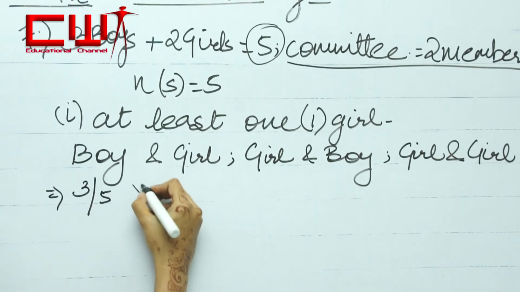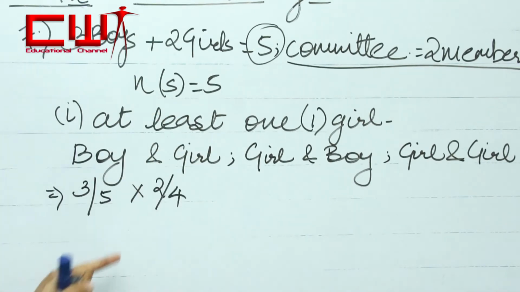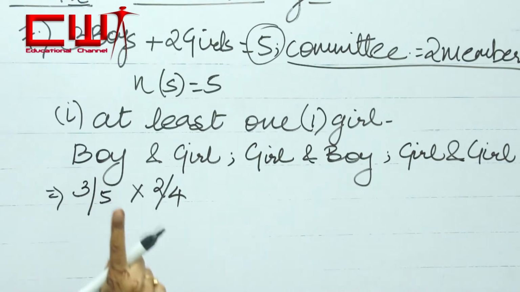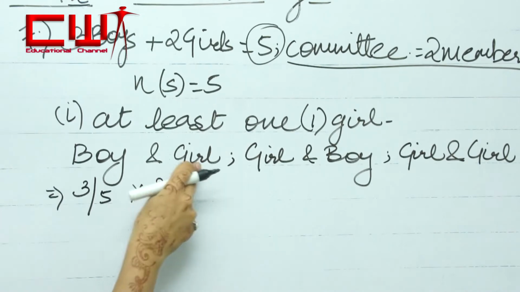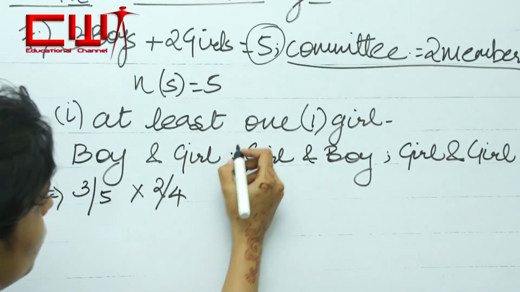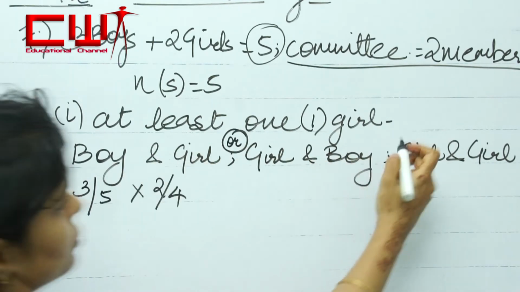You will multiply into how many girls? 2 divided by 4. Why 4? Because you have 5 members. This is known as with replacement or without replacement method. What do you mean by replacement? That means there were total 5 members in which you have 3 boys. Now from this 5, 1 is selected. So how many remaining will be there? 4. So from those 4 you will have 2 girls. Then you will have or. You will have either this situation or this or this.